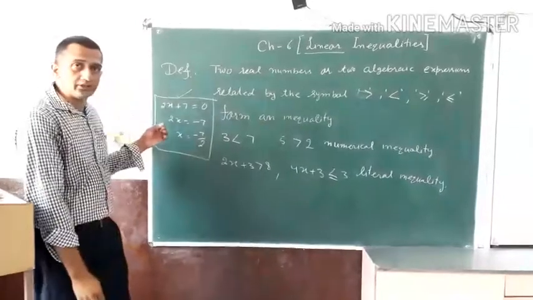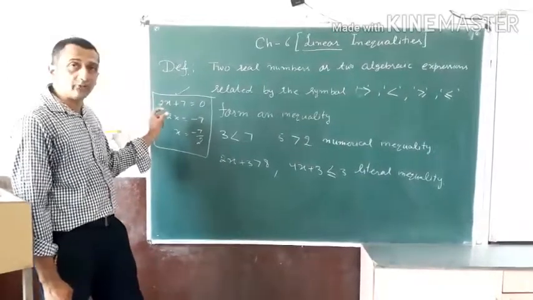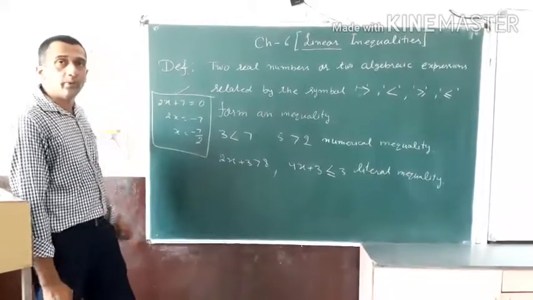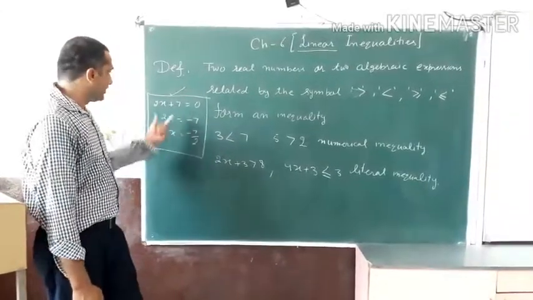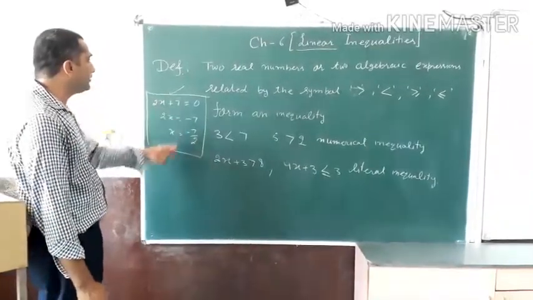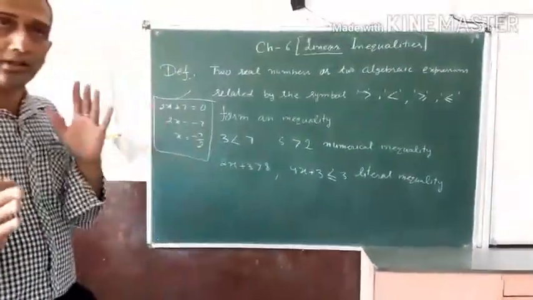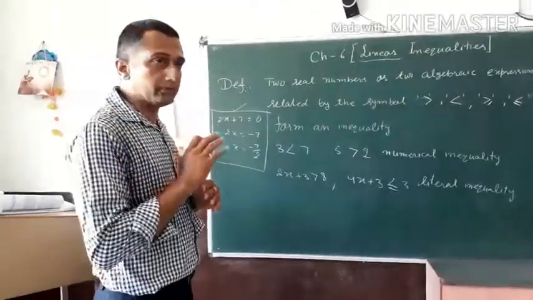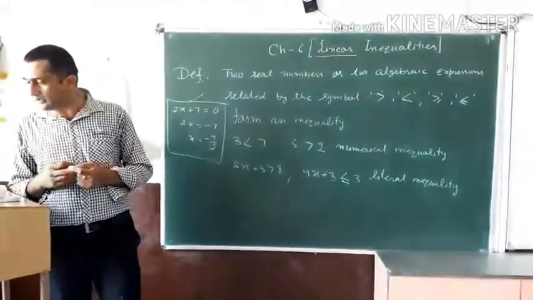So in equations we can get a solution. This equation will be satisfied at that value of x. When we put x is equal to minus 7 over 2, the left hand side will be equal to the right hand side. These are known as linear equations. But in the case of inequalities, we cannot satisfy them at a particular point or exactly at one point. So for inequalities, we have some other types.